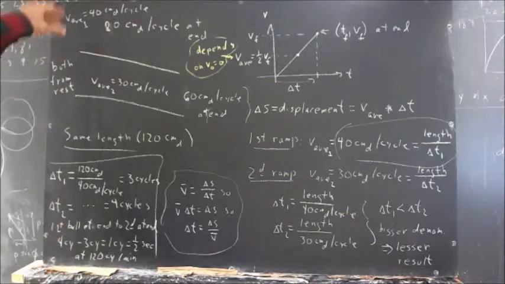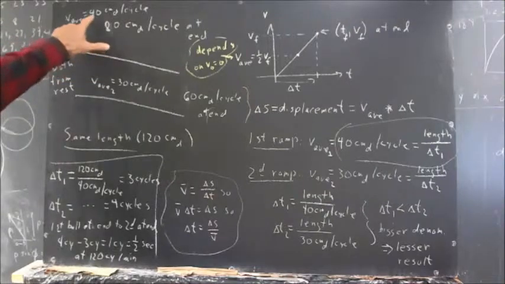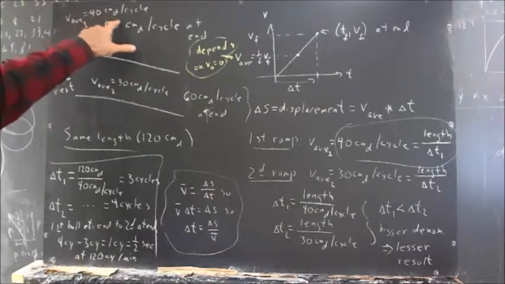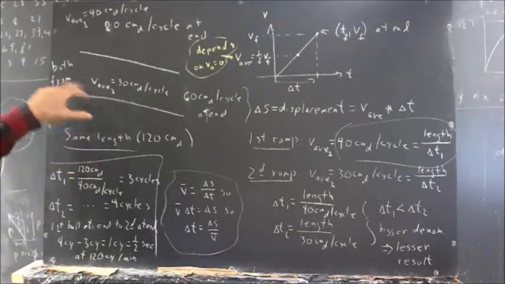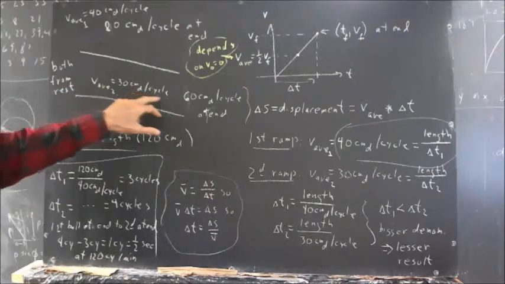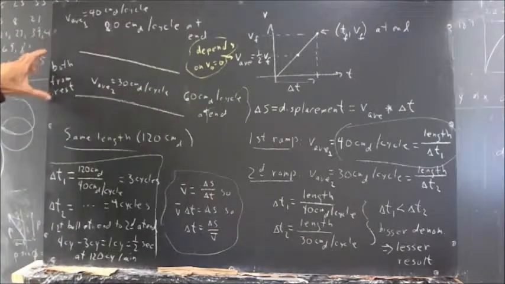Okay, we assume two ramps of equal length. On one, a ball has an average velocity of 40 centimeters d per cycle. On the other, 30 centimeters d per cycle. They're started both from rest at the same instant.